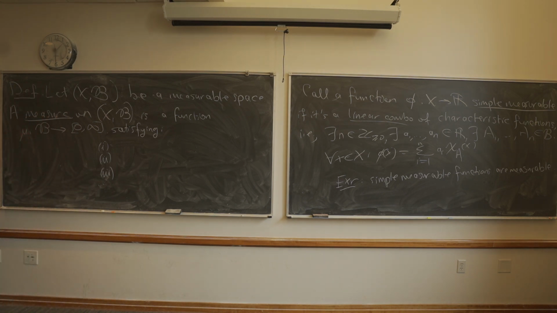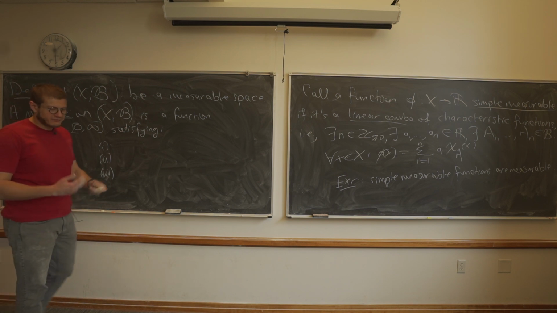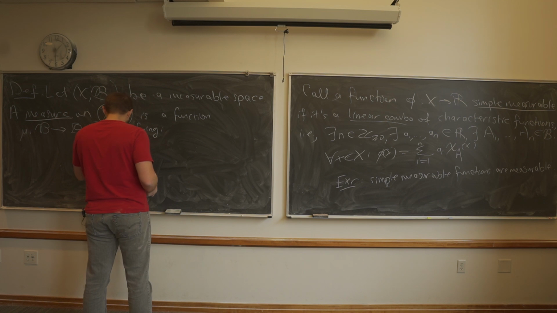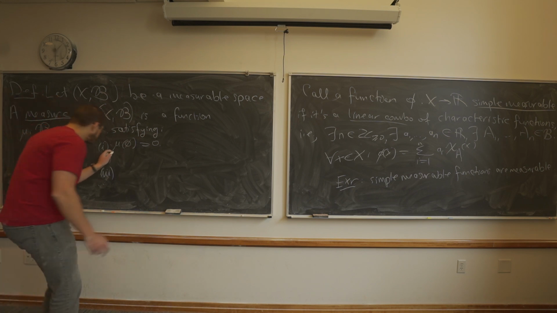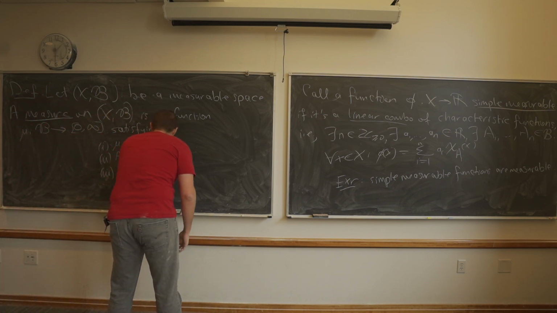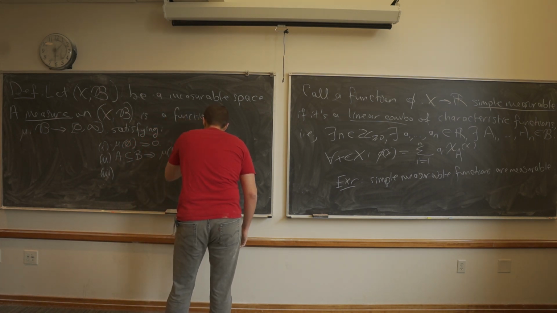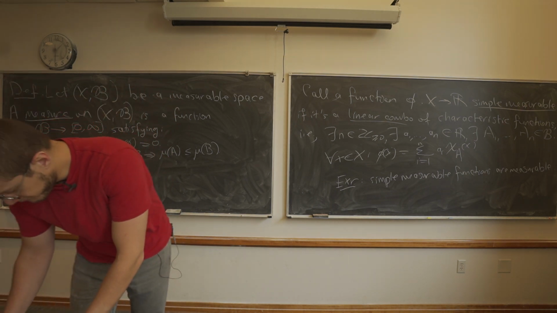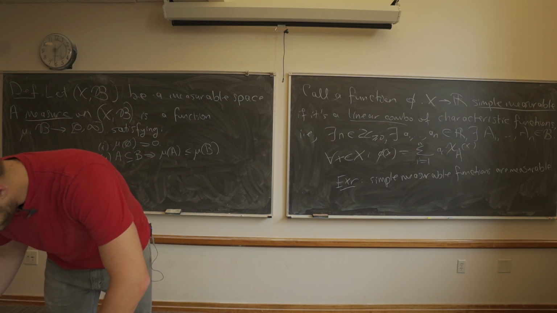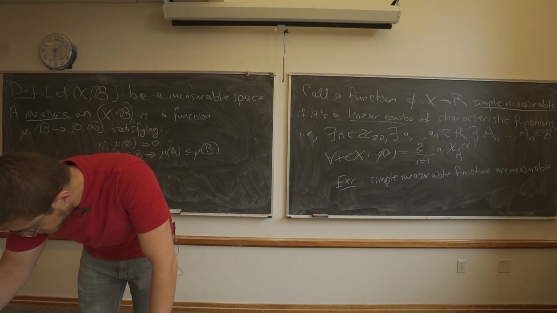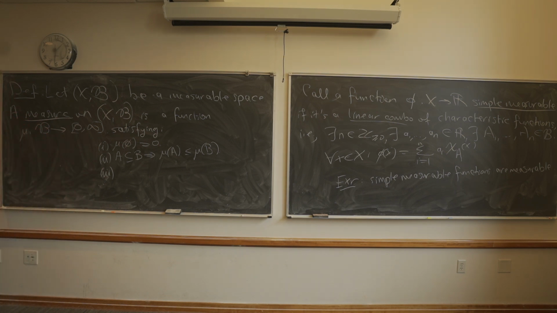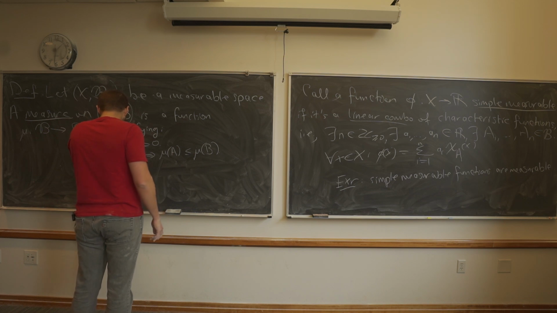So mu of B should ultimately correspond to the notion of size. That is to say, mu of B basically should be something like the volume of B. Well, first of all, the empty set should have measure 0. Second of all, if I have A inside B, well, the larger set should have a larger measure. Okay, maybe these axioms are somewhat redundant. But in any event.